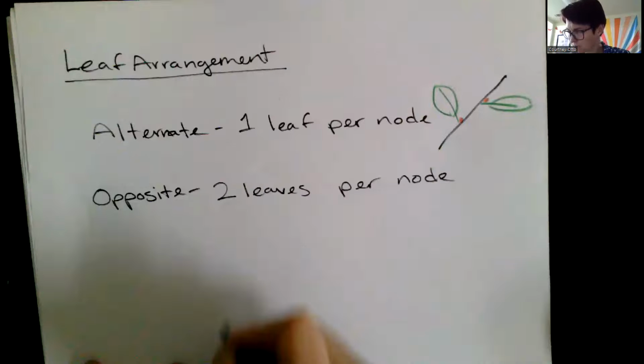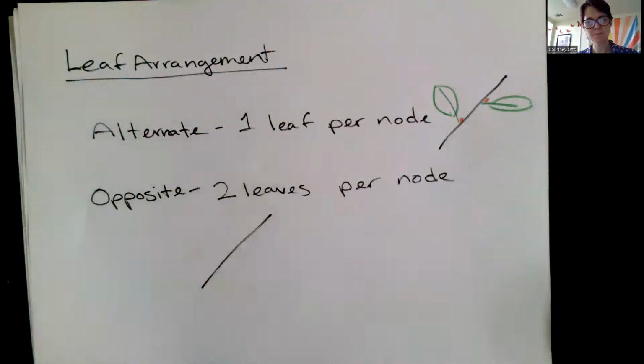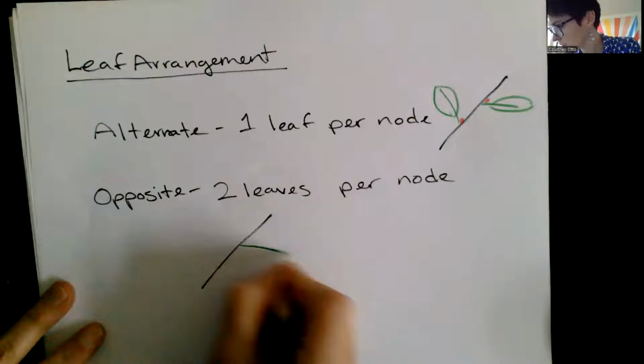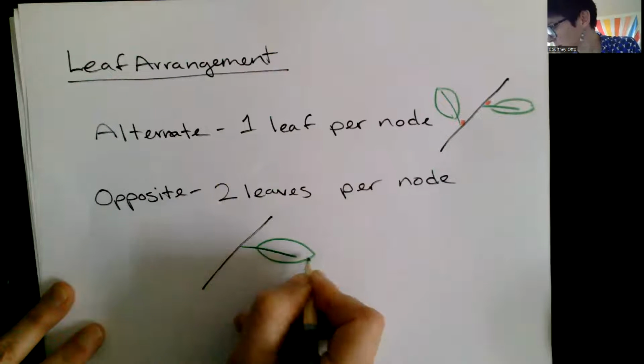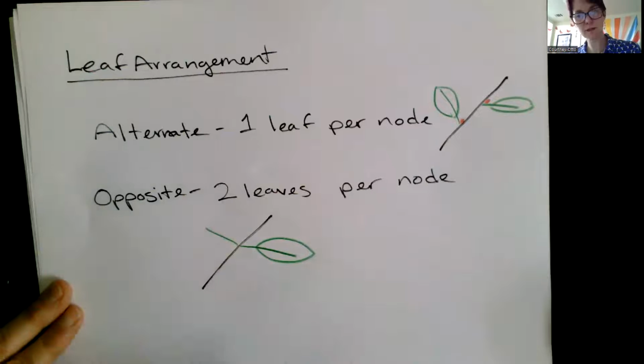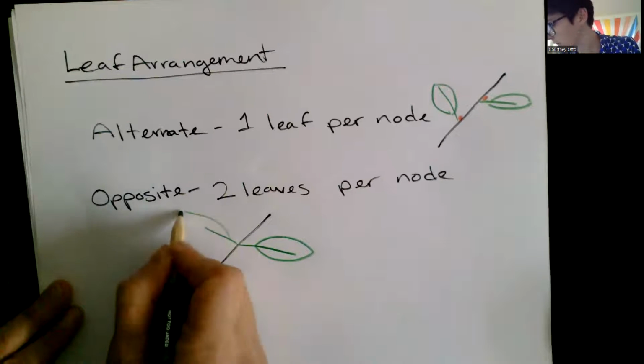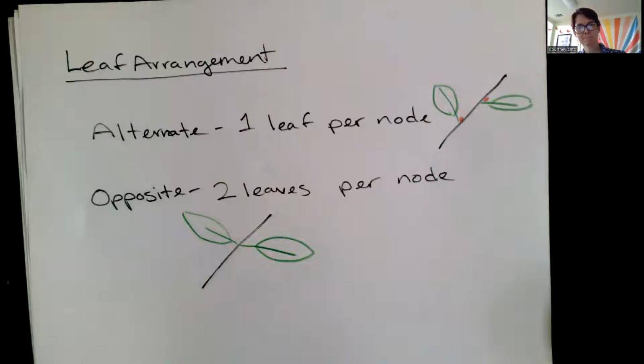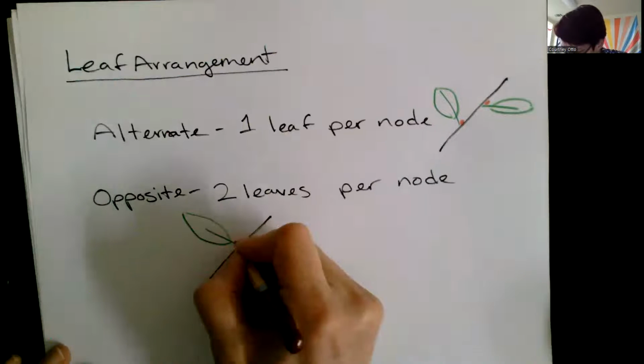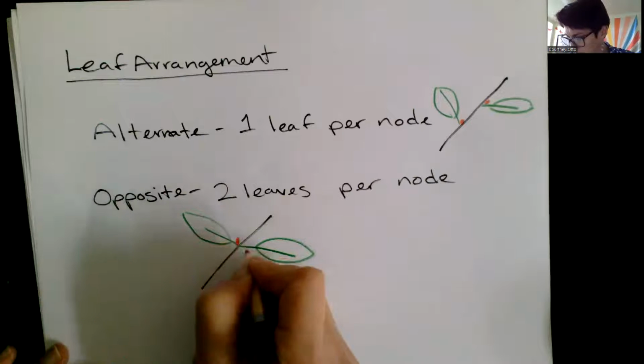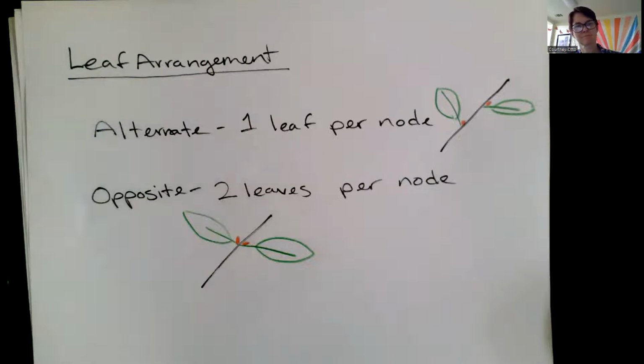So let's make our very simple model of a stem here. There's my stem. I'm going to draw a node, and I'm going to have one leaf coming out in that direction, and then opposite on the other side of the stem, we're going to find another one. Each of those leaves is going to have an axillary bud. So make sure you give an axillary bud to that one and to that one as well.